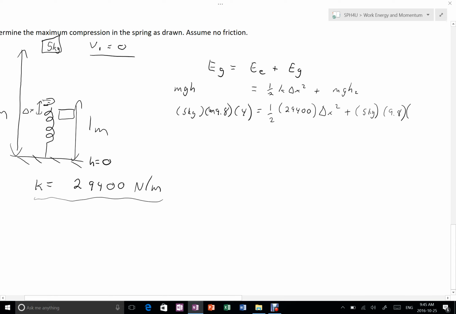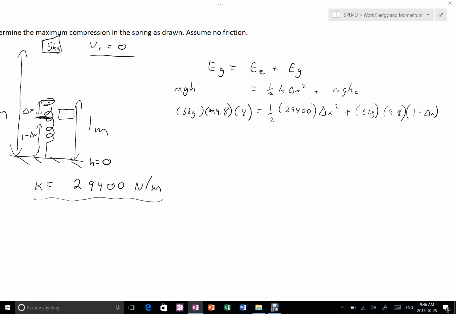It hits the spring at 1 meter and compresses the spring by delta x. So my final height is 1 minus delta x. So my final height of 1 minus delta x goes here. And it's a quadratic and it's a little annoying, but we can solve it. So let's go ahead and do that.